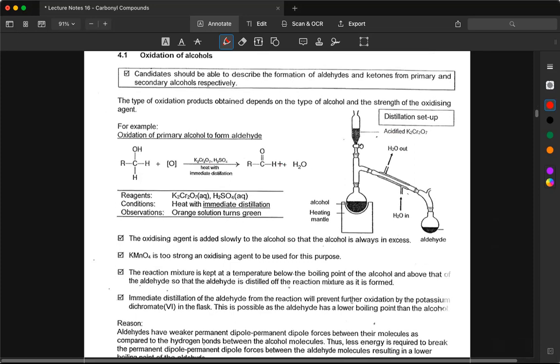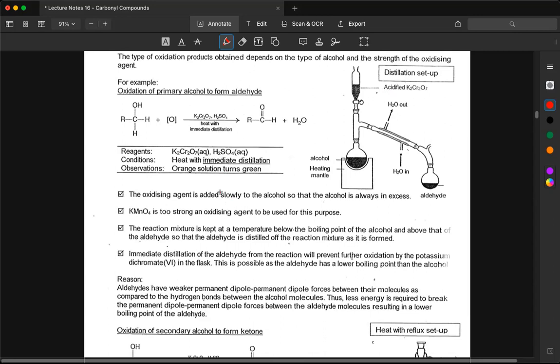So the type of oxidation products obtained depends on the type of alcohol and the strength of the oxidizing agent. We did cover parts of it under the topic of alcohol. In the topic of alcohol, we talked about how primary alcohol is oxidized to aldehyde. If we want to prevent further oxidation of aldehyde to carboxylic acid, we need to do immediate distillation. As for secondary alcohol, it will be oxidized to ketone and will not be oxidized further. So that's what we have covered earlier.